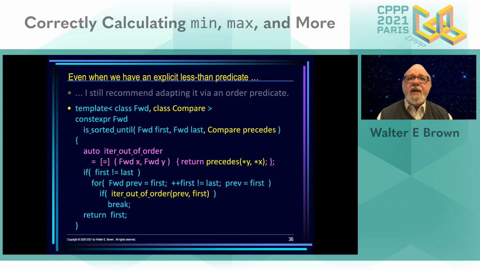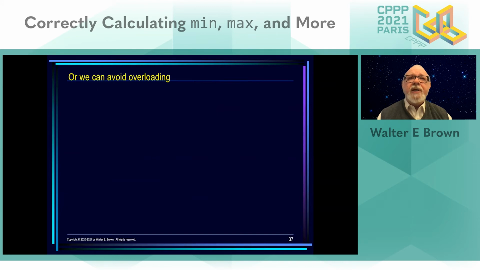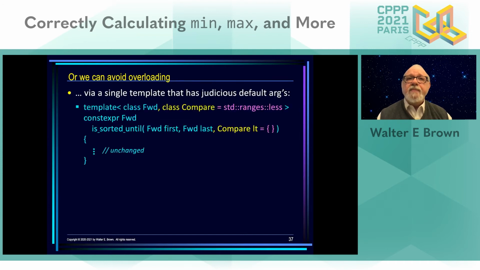Now, there is another technique because we can avoid overloading by using a single template with judicious default arguments. It would look approximately like this. I haven't shown the body because the body hasn't changed. Notice this version of is_sorted_until has two defaults. It has a default template argument, std::ranges::less, and it has a default function argument, namely empty braces.